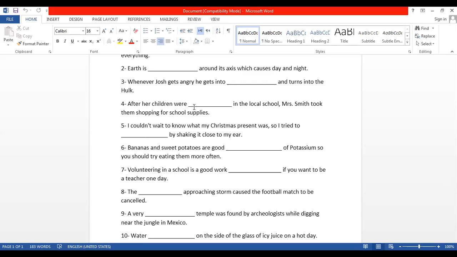It's not that hard. Just have a deep look. Concentrate, and you're going to find the answer. After her children were what in the local school, Mrs. Smith did something. She kind of put their names in the school. Okay, so after she enrolled the children in the school, Mrs. Smith took them shopping for school supplies.